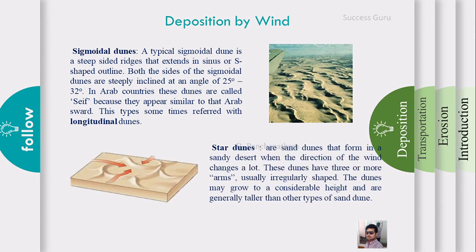The next one is the star dune, and these are the dunes that form in a sandy desert when the direction of wind changes a lot. And these dunes have three or more arms and an unusually irregular shape. The dunes may grow to a considerable height and are generally taller than other types of sand dunes. So these are some of the sand dune types.